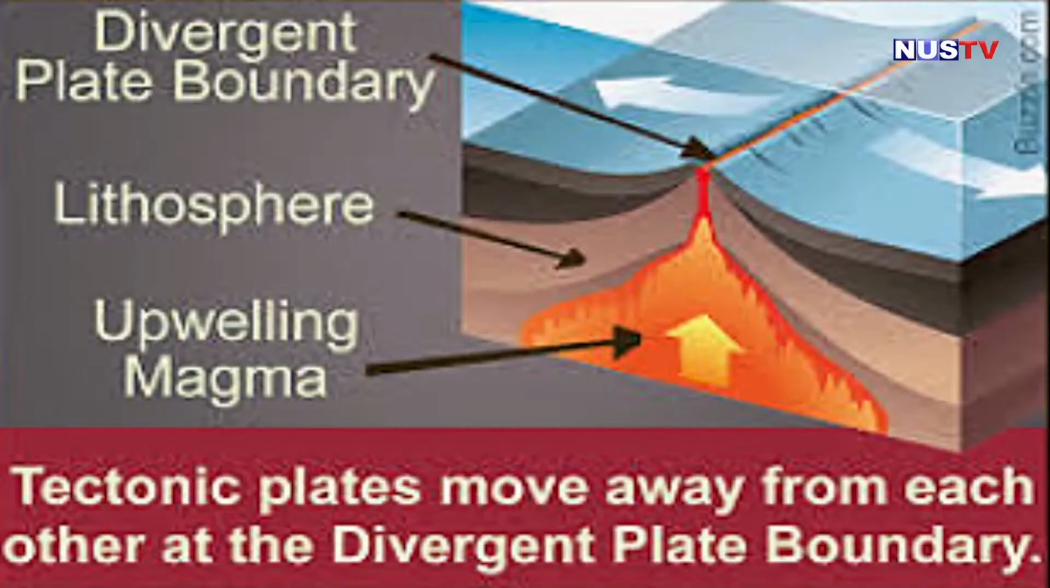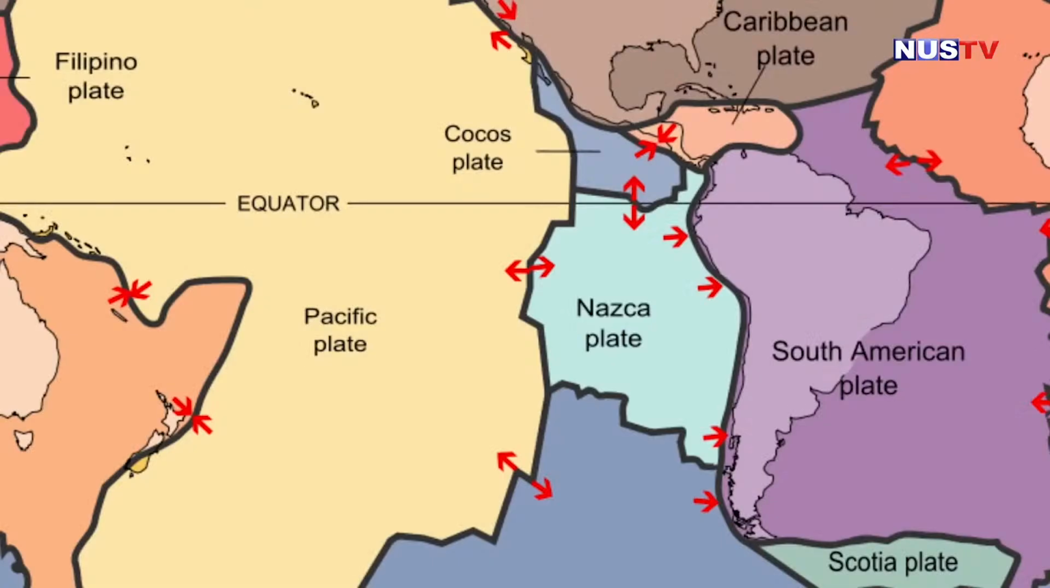Okay? Mid-oceanic ridges, an example would be the mid-Atlantic, and the East Pacific Rise. Okay, they are located. The East Pacific Rise is located in between the Pacific Plate and the South American Plate, and the Nazca Plate.